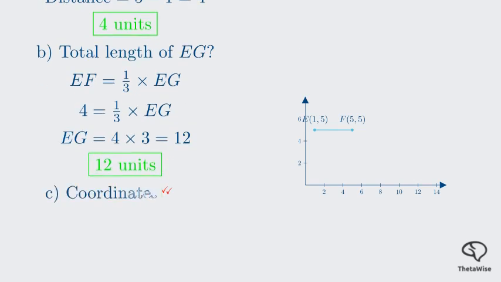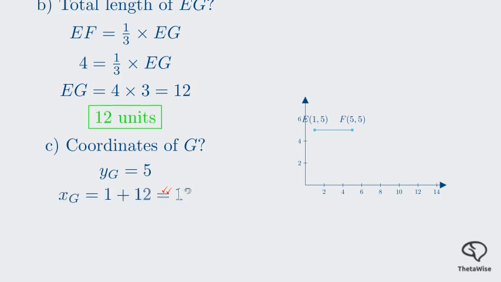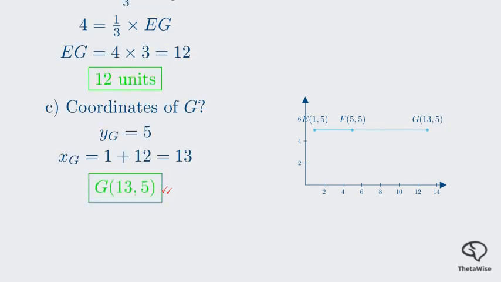Part C. Find the coordinates of point G. Since the line is horizontal, the y-coordinate for G will stay the same as E and F, which is 5. To find the x-coordinate, we start at E and move 12 units to the right. So, the coordinates of point G are 13, 5.